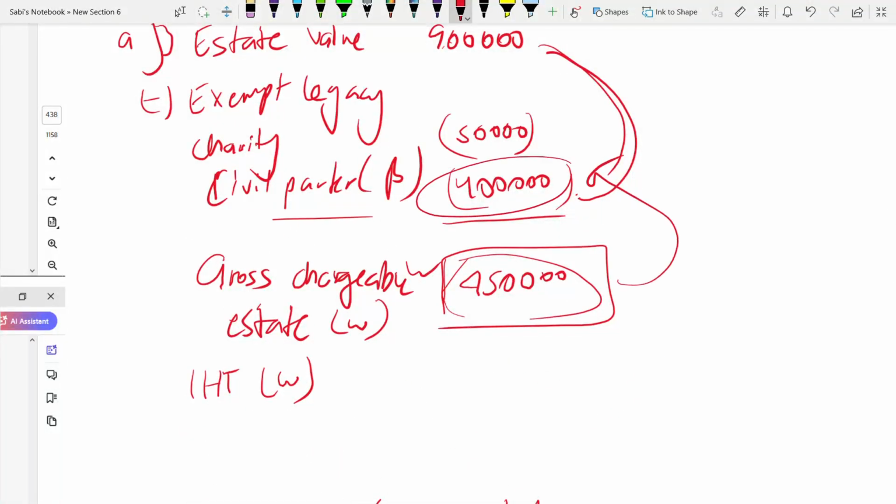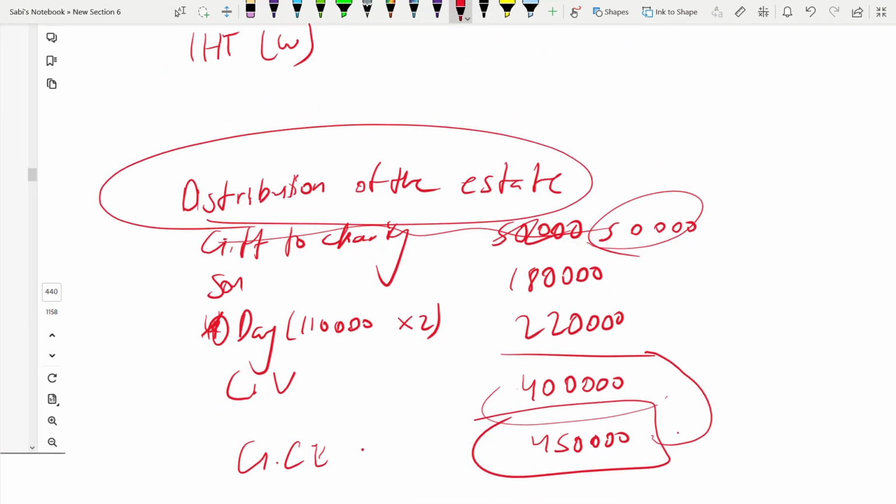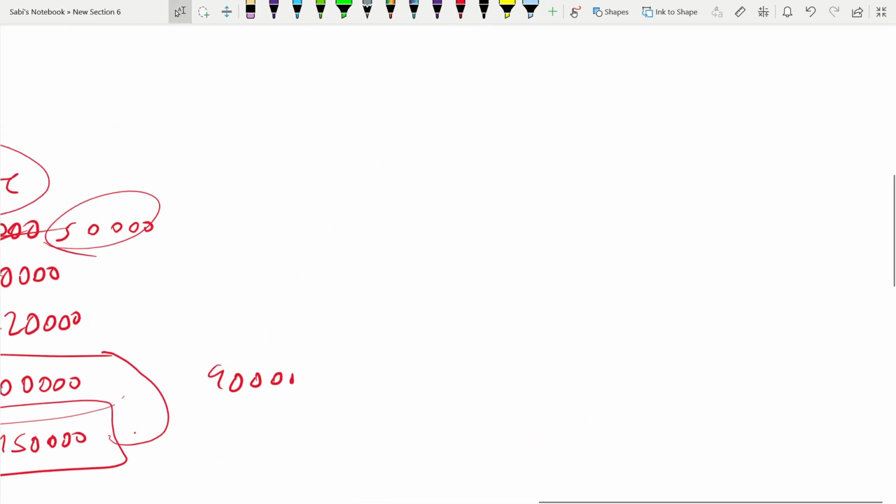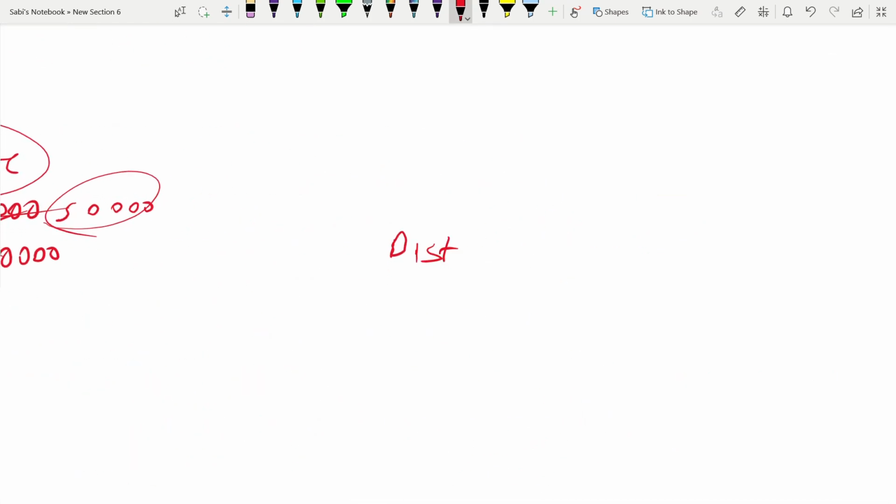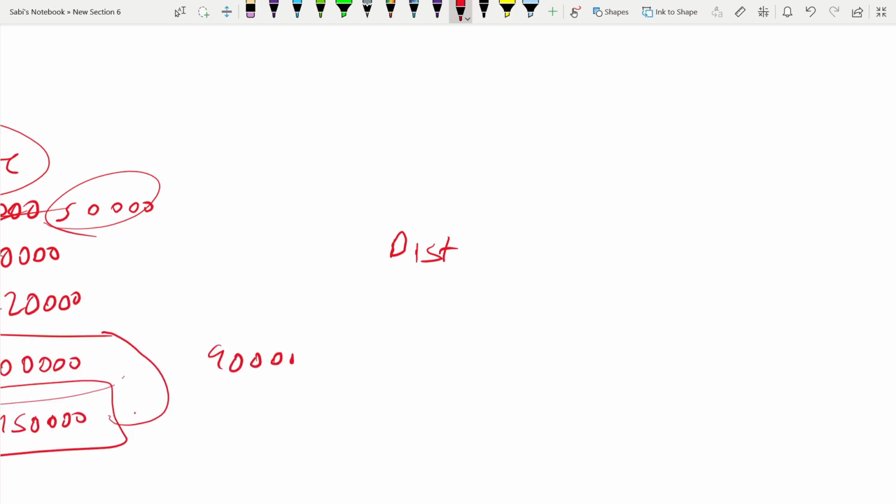I'm sorry. It's not how you add like that. Distribution of the estate is not the working. Distribution of the estate is after you do the single grossing up, to see whether the estate value adds up to 900,000 or not. We'll see how it adds up. Distribution. Sometimes they ask you in illustration 6 the distribution of the estate.